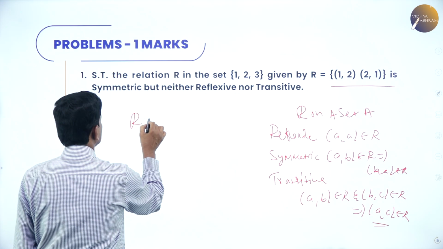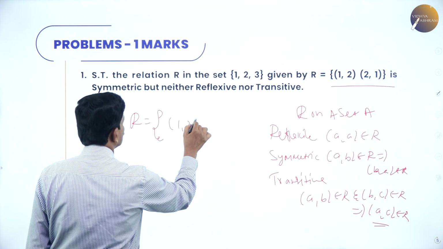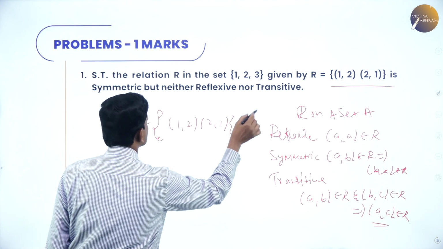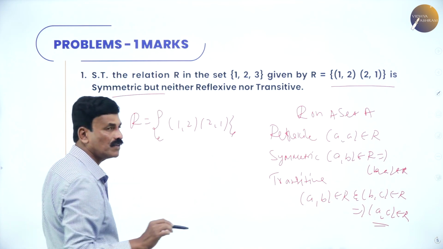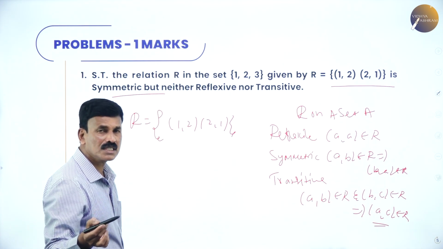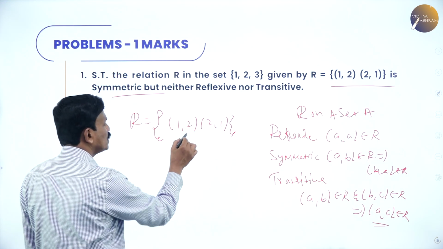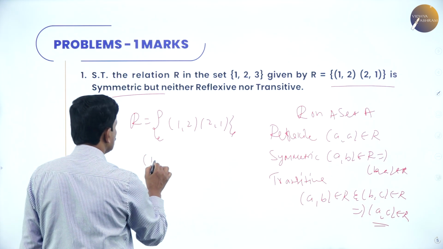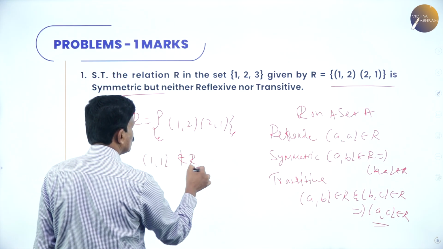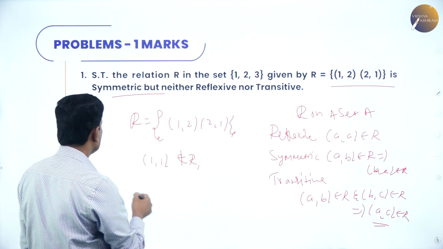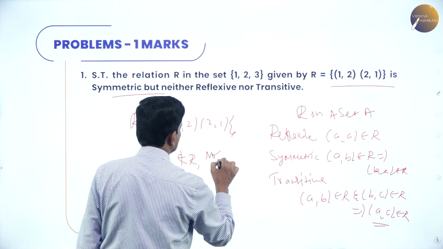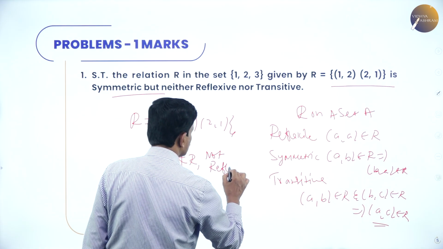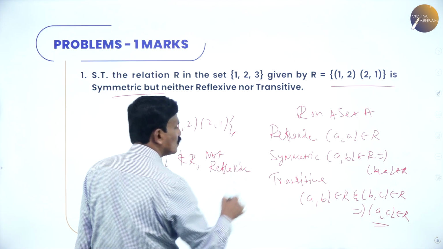Now here, check. Show that the relation R on the set, what is given? R is equal to {(1, 2), (2, 1)} is symmetric but neither reflexive nor transitive. What is the reflexive property? (a, a), that is (1, 1), (2, 2). So (1, 1) does not belong to R. Therefore this is not reflexive.